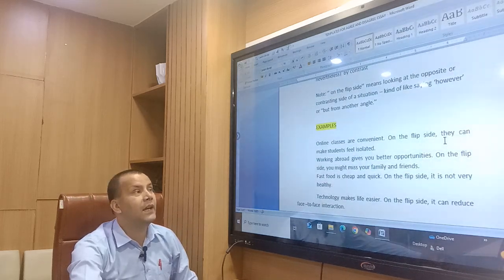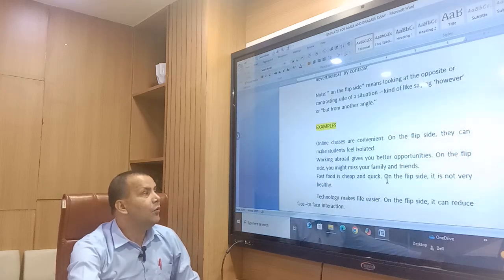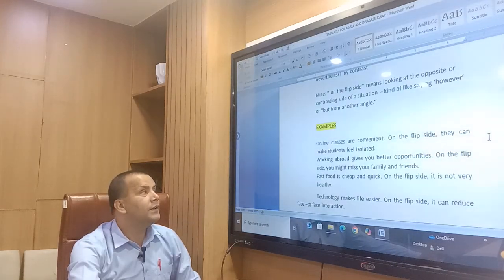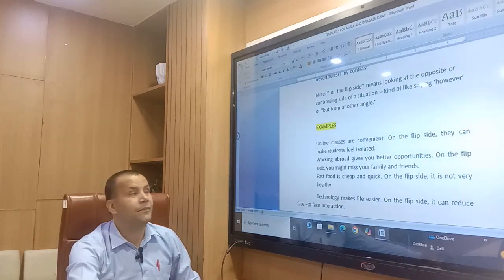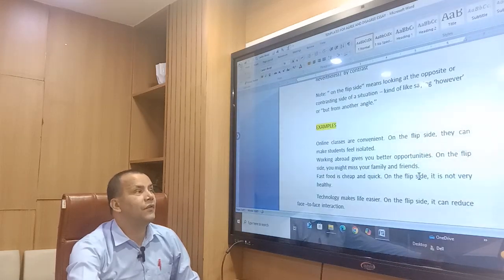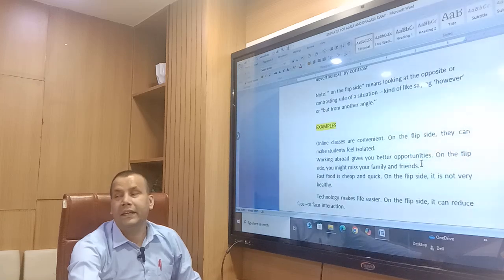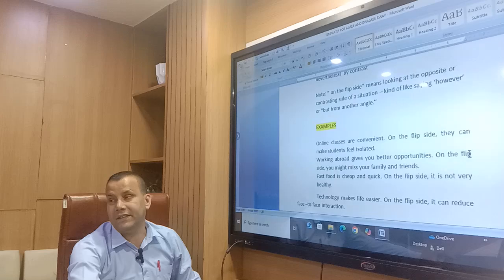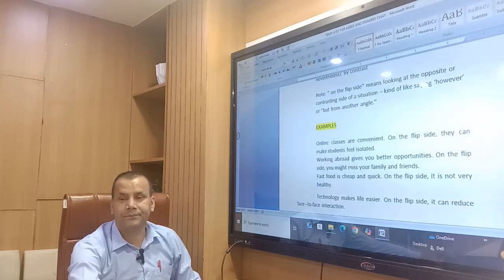Isolated, eklopan. Next, working abroad gives you better opportunities. If you work abroad, it gives you better opportunities. On the flip side, you might miss your friends and family. You might miss your family and friends. In the IELTS exam, you can use these linking words, on the flip side. Okay. Next.